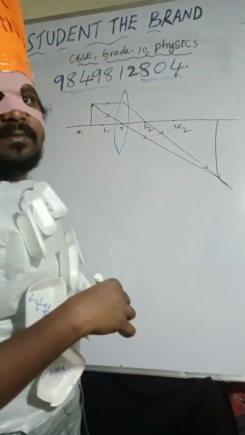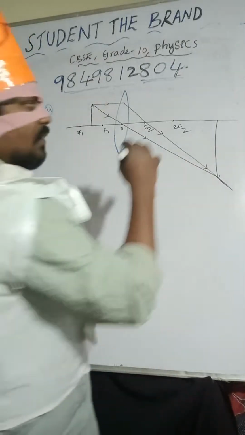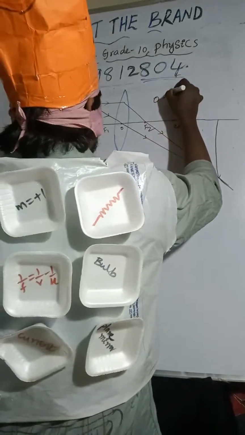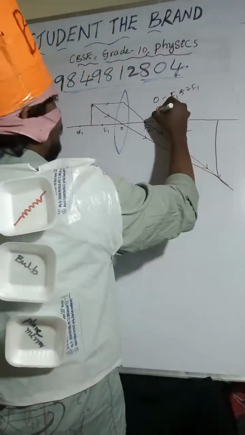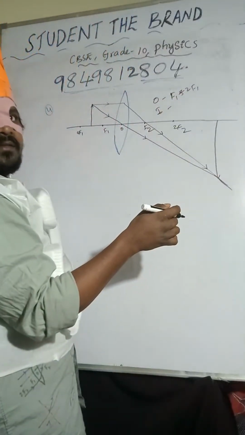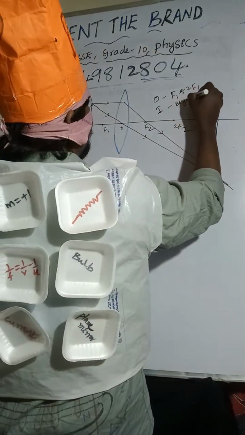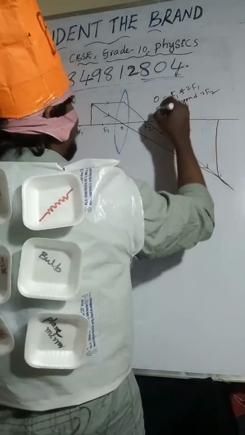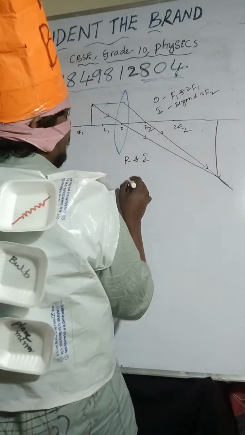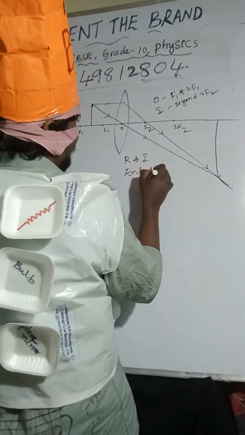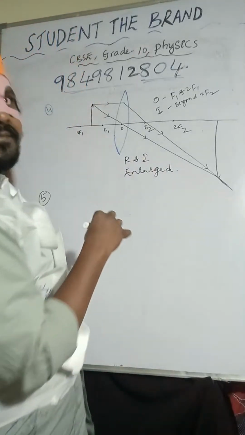Okay, object is placed between f1 and 2f1. Image will form beyond 2f2. Nature of the image is real and inverted. Size of the image is enlarged. Compared to object, image size is increased. Coming to the fifth one.